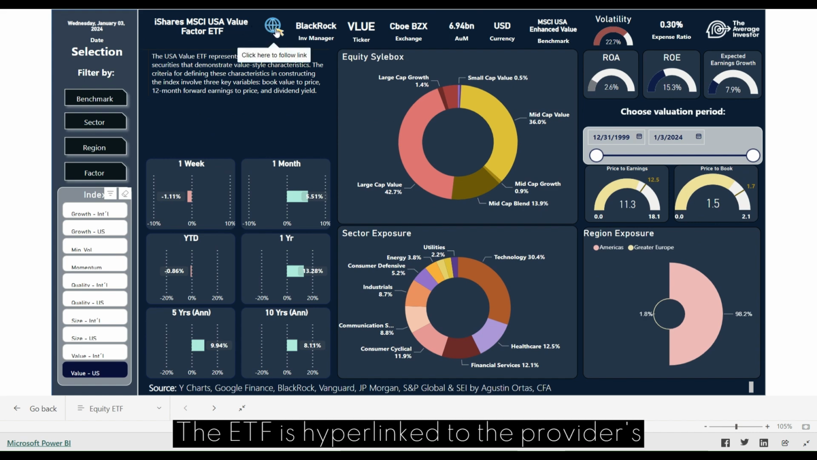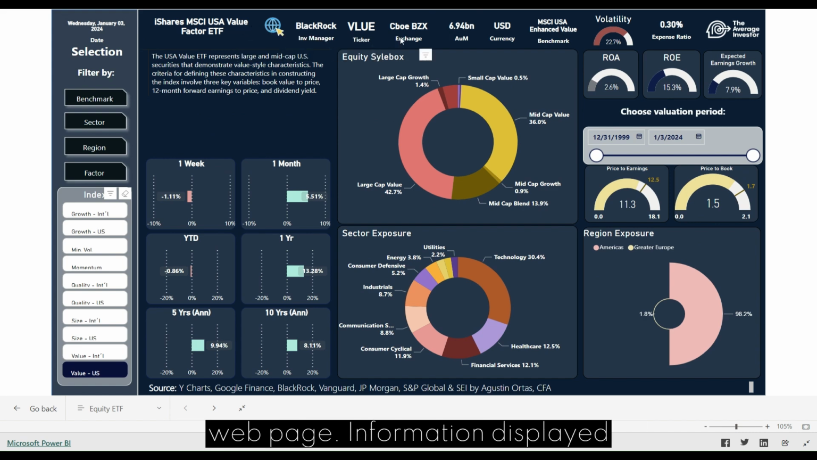The ETF is hyperlinked to the provider's webpage. Information displayed encompasses the investment manager, ticker, exchange, assets under management, trading currency, ETF benchmark, 3-year daily volatility, and expense ratio. A description of the ETF's objectives and characteristics is presented, followed by its performance.